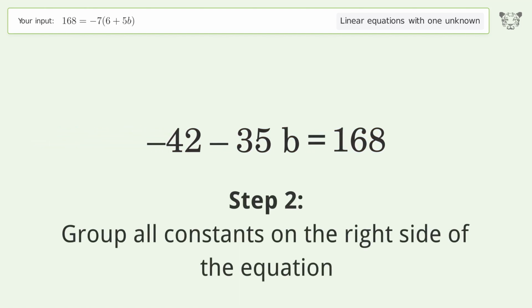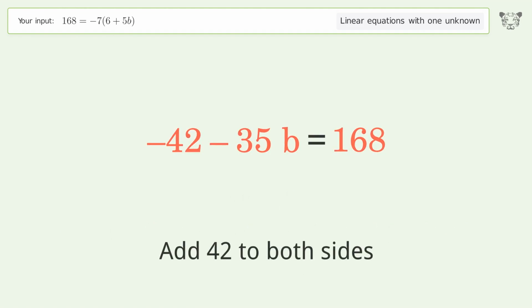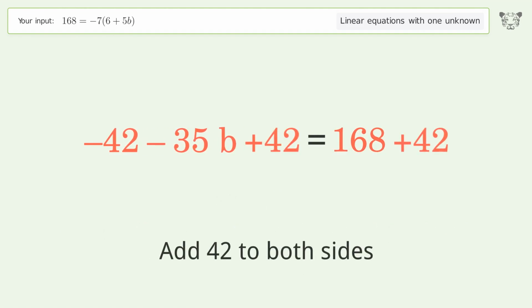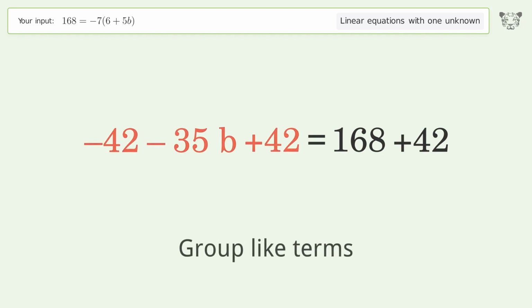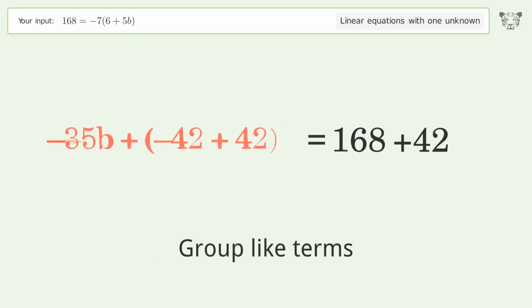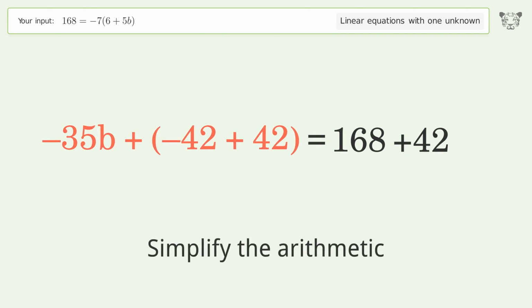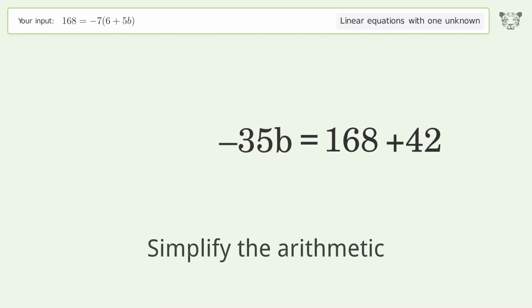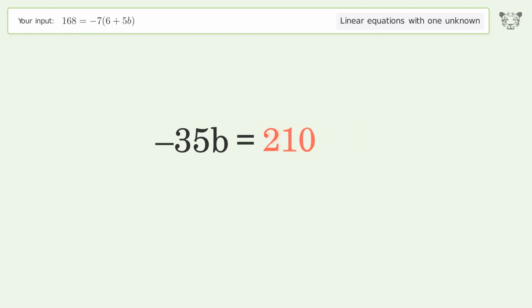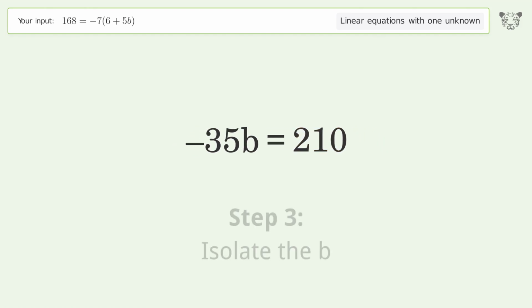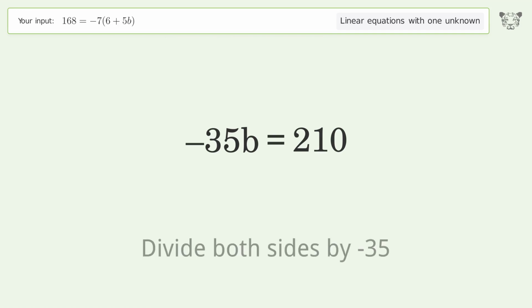Group all constants on the right side of the equation. Add 42 to both sides. Group like terms. Simplify the arithmetic. Isolate the b. Divide both sides by -35.